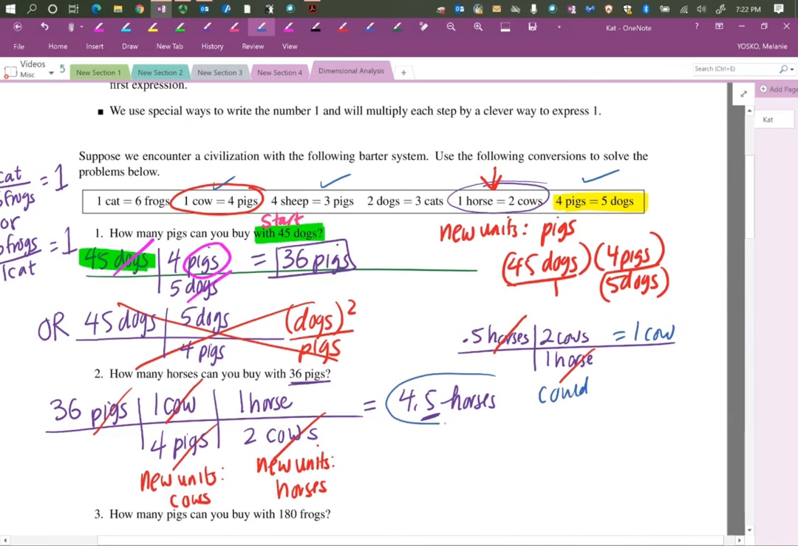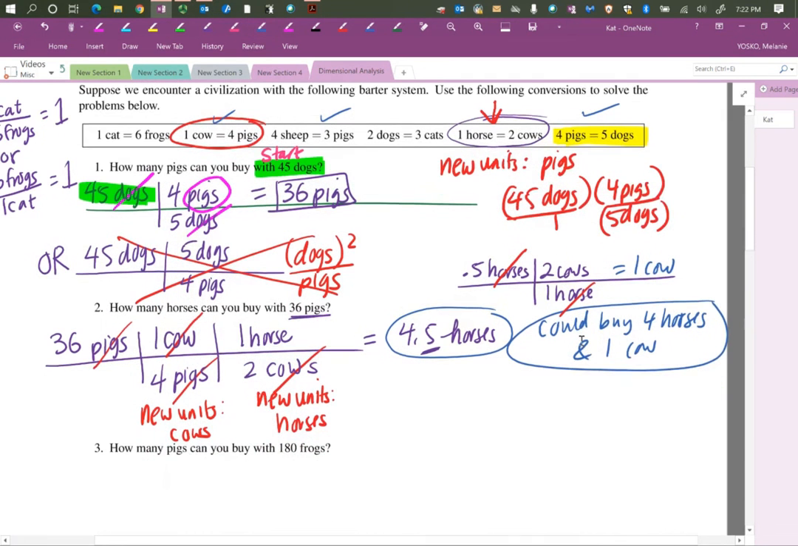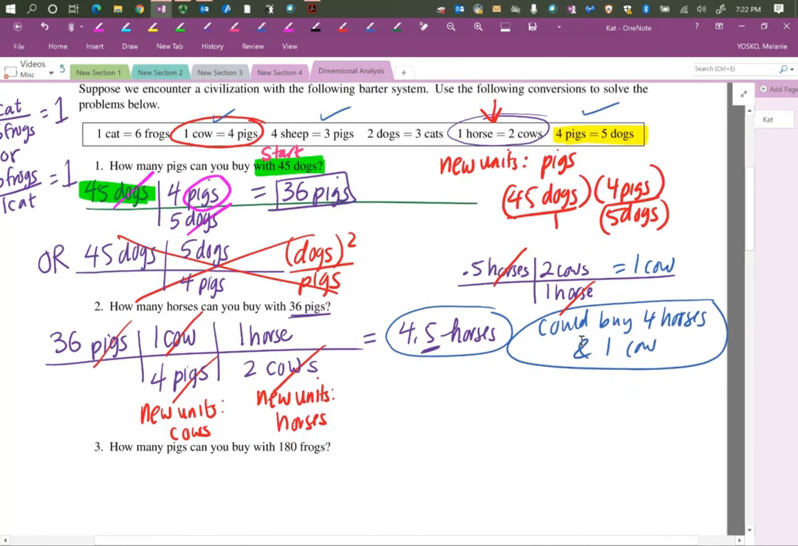So you could buy 4.5 horses, which doesn't make sense. But you could buy 4 horses and 1 cow if you wanted to use exact change. Let's try another one. How many pigs can you buy with 180 frogs?